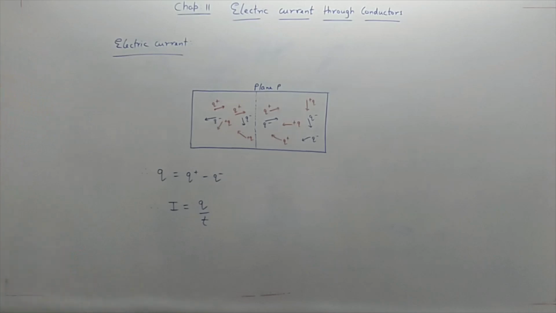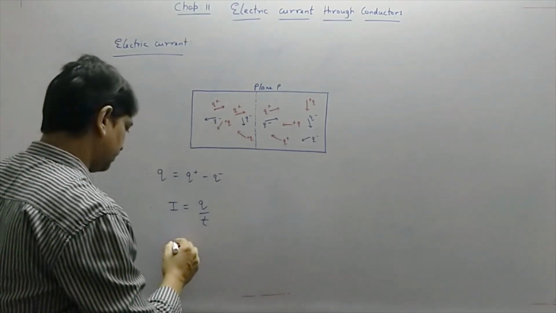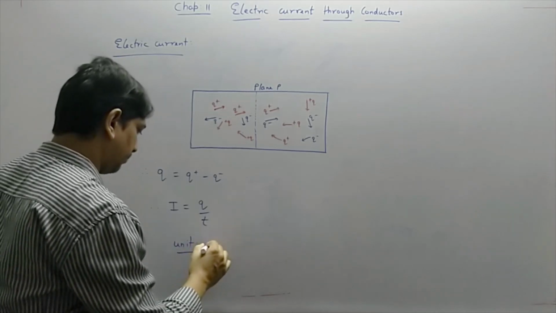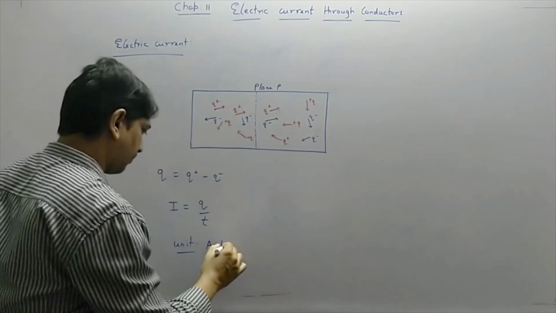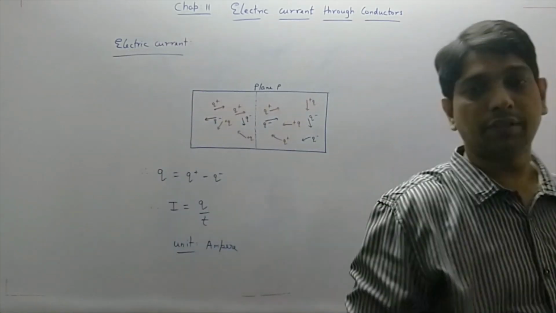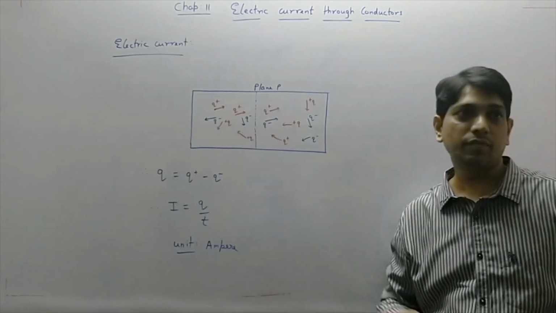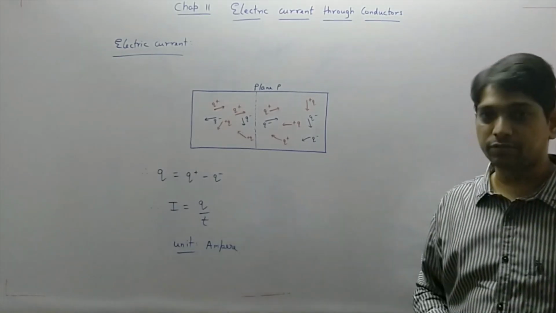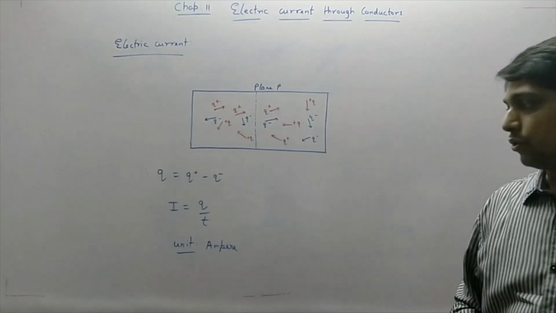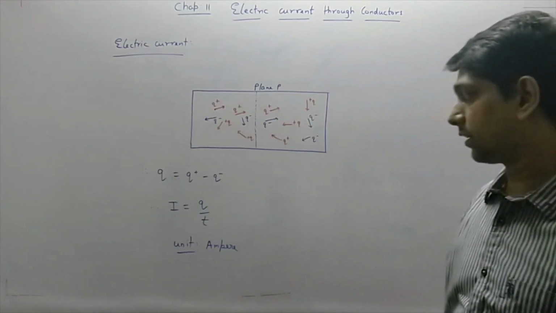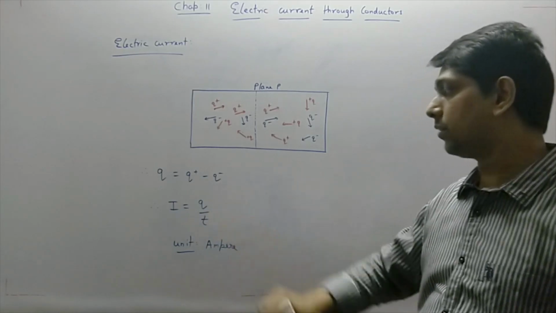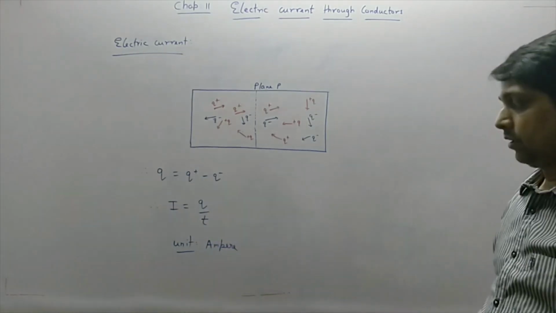T. What is the unit of current? So current is the rate of flow of charge, and its unit is ampere. So the SI unit of current is ampere, that of charge is coulomb, and that of time is second. So current is Q by T, and 1 ampere is equal to 1 coulomb upon 1 second.